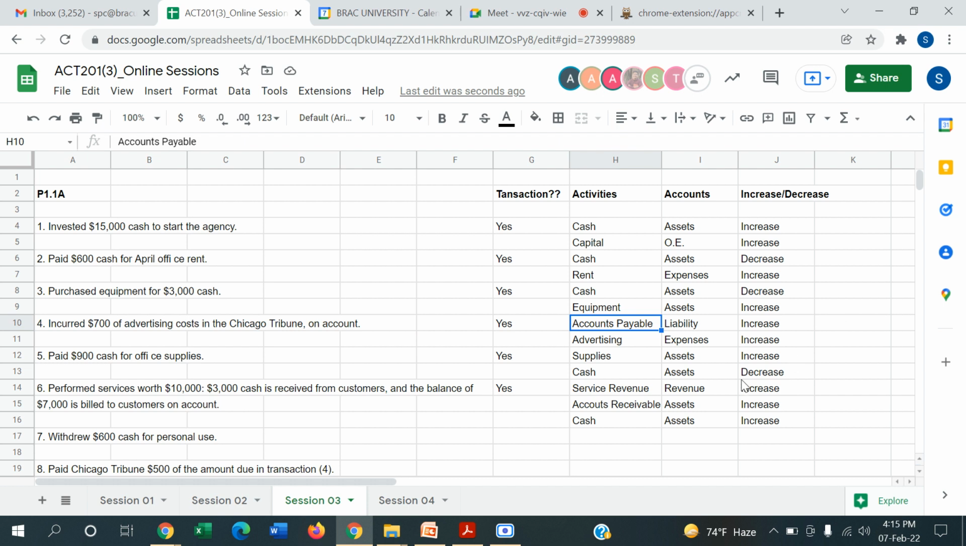The service revenue means the revenue which we get by providing services or goods. Exactly.